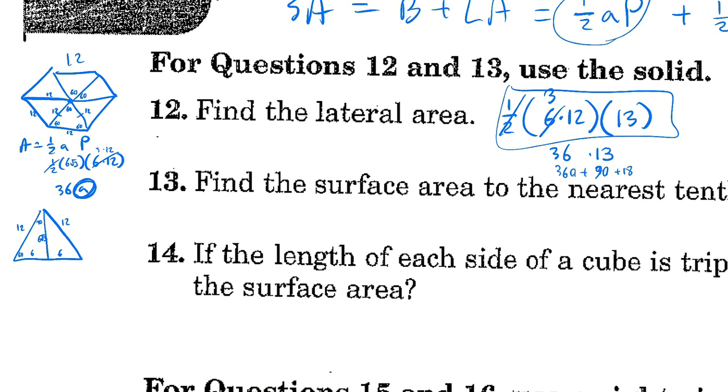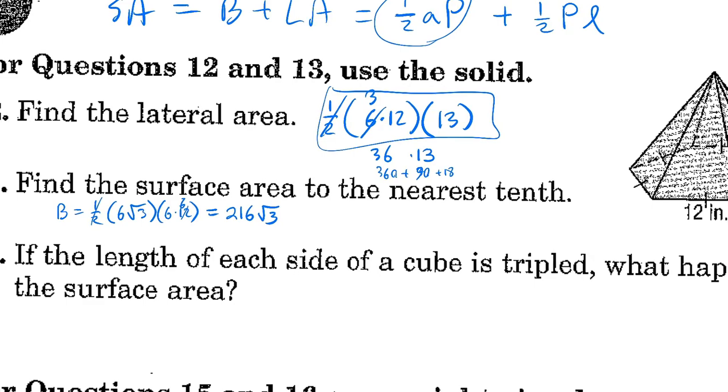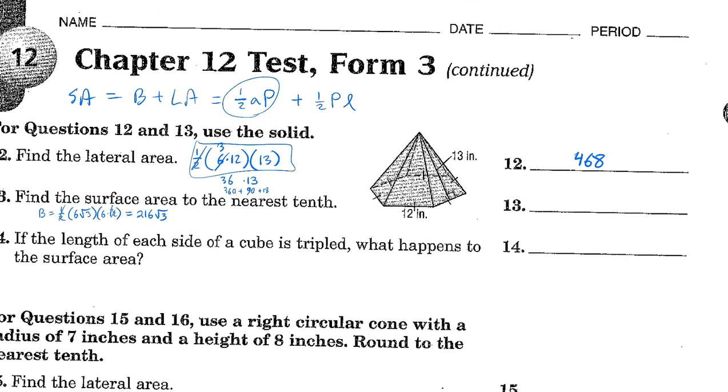All right, so we go back over to find the surface area. Well, the base is 1/2 apothem times perimeter, and that's equal to 216 root 3, because 1/2 of 12 is 6, and 6 times 6 times 6 is 216. Yep. And so we add that to the original, and we get 216 root 3 plus 468.